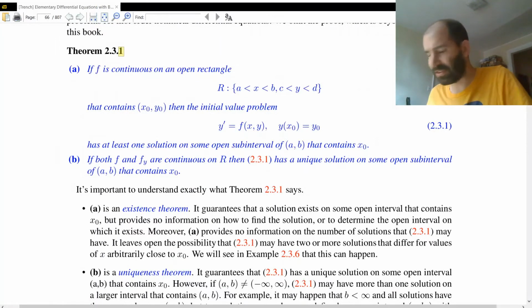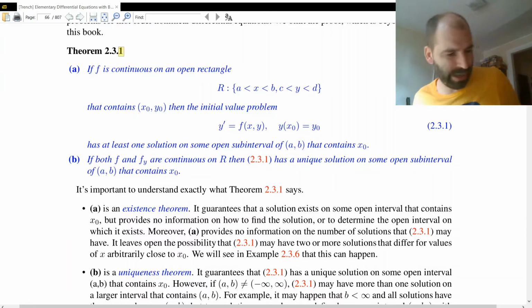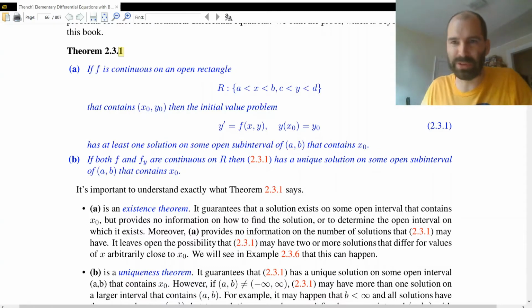I've been saving the discussion of theorems till now because I'd like you to be focusing on the meat of what we're doing and not jumping ahead and using the results of theorems before you understand what's going on. But this is the theorem we are going to talk about. This is theorem 2.3.1.